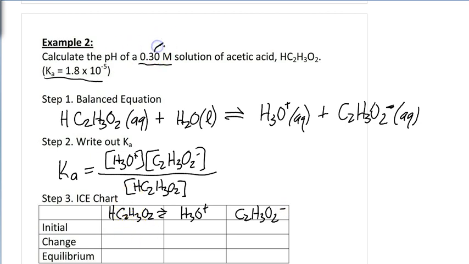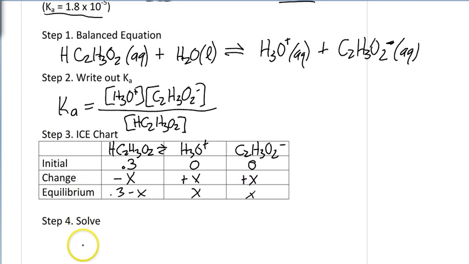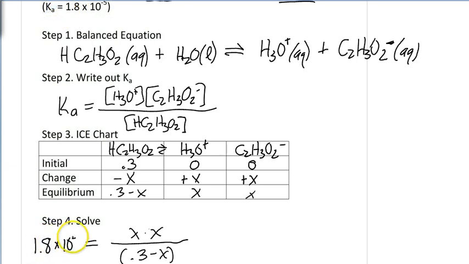So our initial concentration of acetic acid was 0.3. We always start with 0 of our products. Our change rule will always make us lose what we start with and gain what our products. And so it'll be 0.3 minus x, x, and x. So we can plug that into our Ka expression. So Ka will be x times x over 0.3 minus x. Oh, and we were given the Ka value this time. So we'll plug that in for Ka, 1.8 times 10 to the negative fifth.